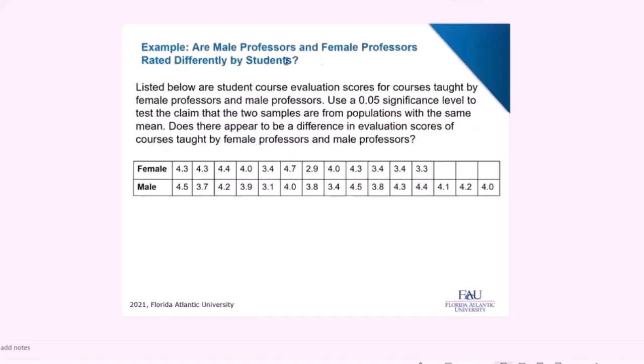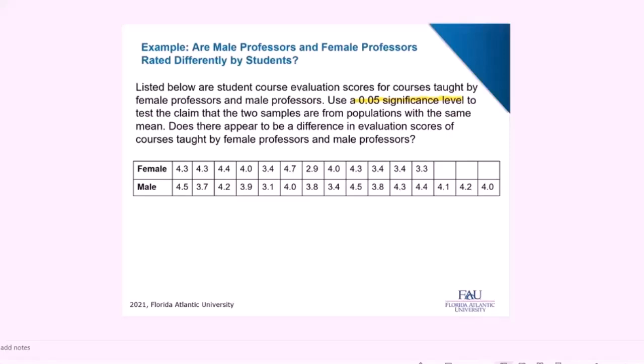Example: are male professors and female professors rated differently by students? Listed below are student course evaluation scores for courses taught by female professors and male professors. We're going to use a 0.05 significance level to test the claim that the two samples are from populations with the same mean. Does there appear to be a difference in evaluation scores of courses taught by female professors and male professors?